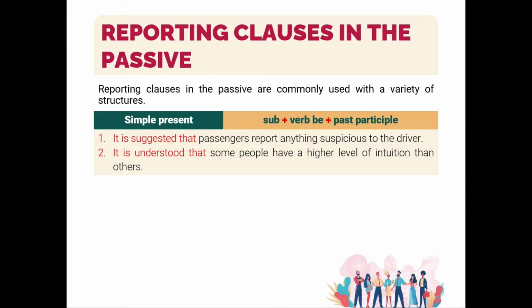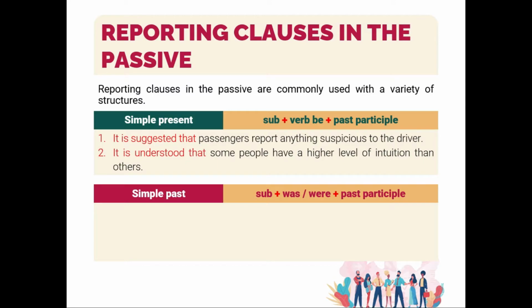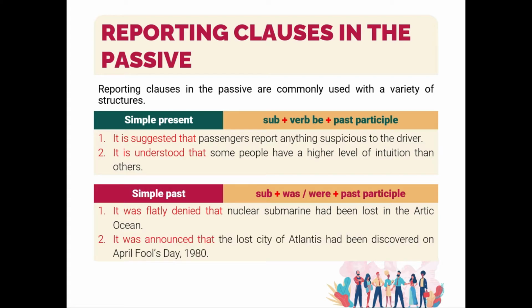Now, past simple passive, which is structured with subject plus was or were plus past participle. For example, number 1, it was flatly denied that nuclear submarines have been lost in the Arctic Ocean. Number 2, it was announced that the lost city of Atlantis had been discovered on April Fool's Day in 1980.